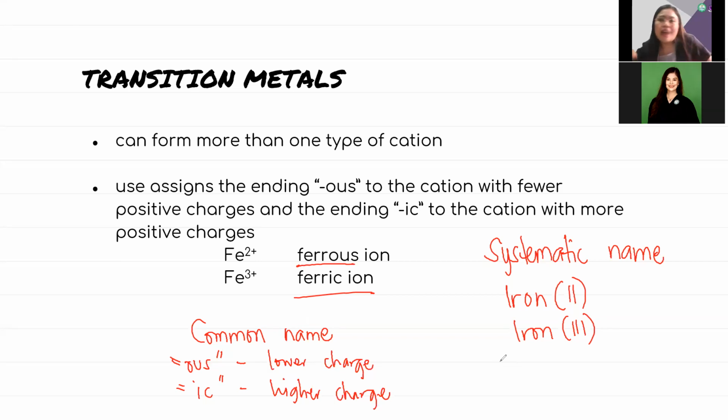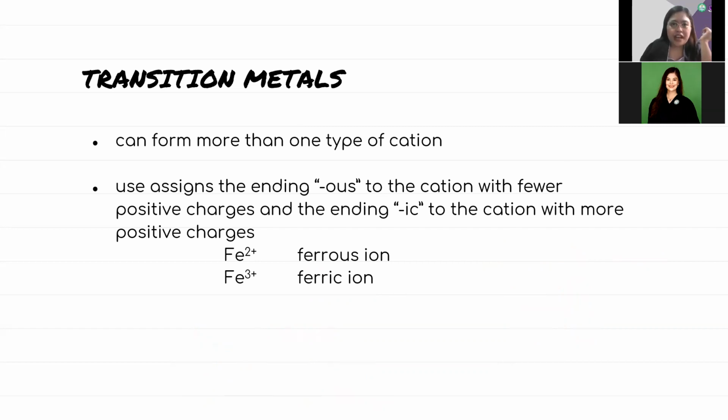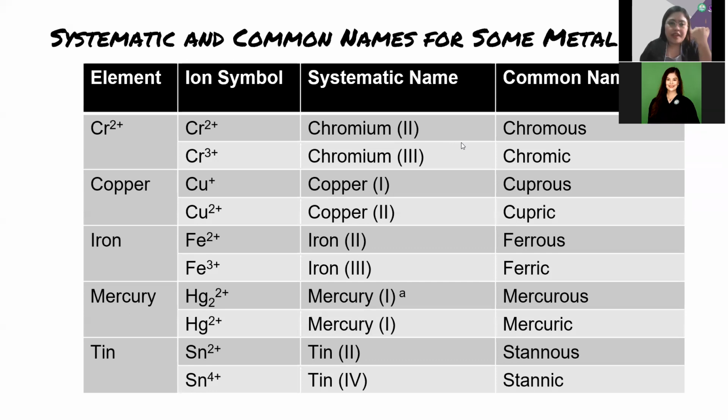So systematic name ang tawag kasi that is the set or the rule given by the IUPAC, the International Union of Pure and Applied Chemistry. And then IC pag higher charge, thus we call it ferric ion. So yun yung tandaan ninyo. You have to be careful and you have to be familiar of the elements na merong dalawang charge kasi importante yan during the naming. So in your screen, you have the examples of those metals.